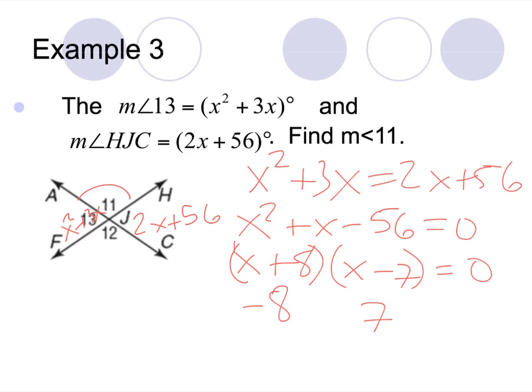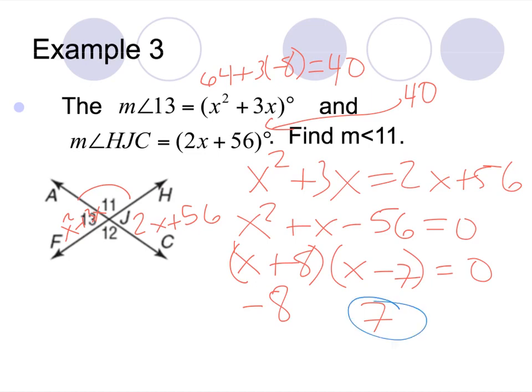Let's see here. Well, if I look at my angle measures, if I pop negative 8 into the top one, that's going to be 64 plus 3 times negative 8. That's negative 24, so that equals 40. And if I pop it into this guy here, negative 8 times 2 is negative 16, plus 56 is 40. All right, well, those are both positive. That's great. What about if I plug in 7?